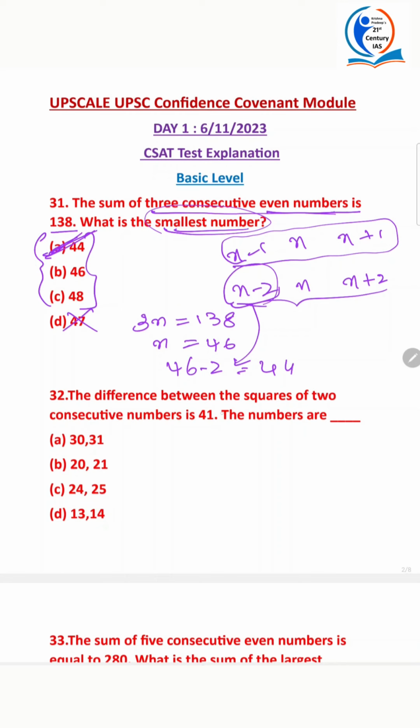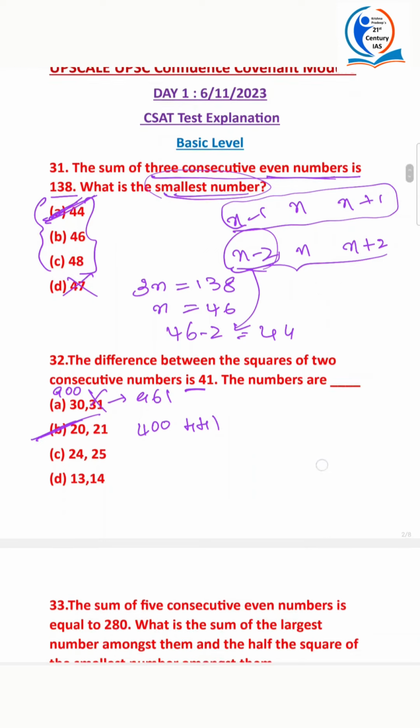Now, second question. The difference between the squares of two consecutive numbers is 41. The numbers are. The first method is by observing options. 30 and 31: is the difference between their squares 41? We'll just see, 30 square is 900, 31 square is 961. The difference is 61, so this is not the answer. We'll come to option B. 20 square is what? 400. 21 square is 441. The difference is 41, so it's B. Okay. So whenever you're seeing some questions, just observe the options. If you get the answer by observing options, it's well and good, right?